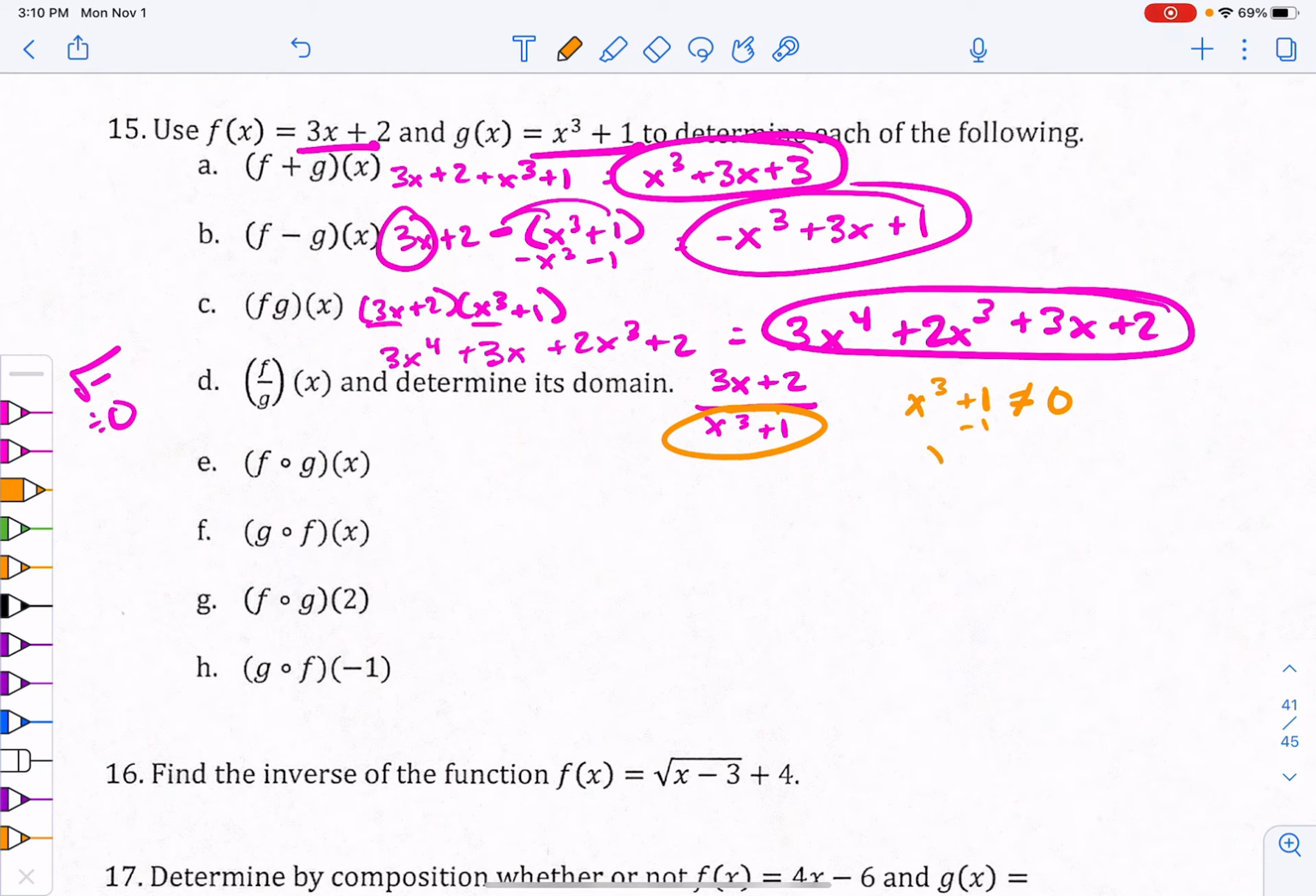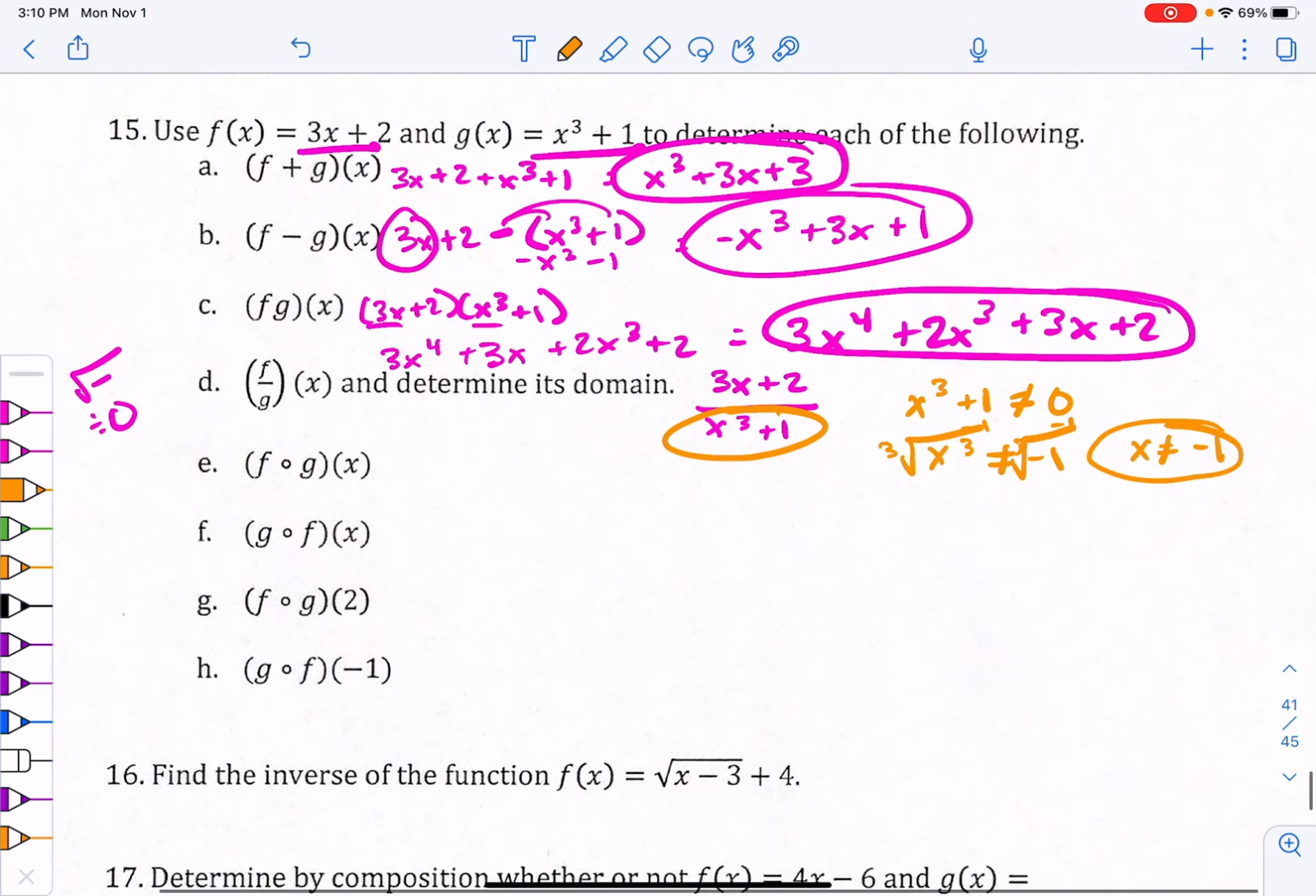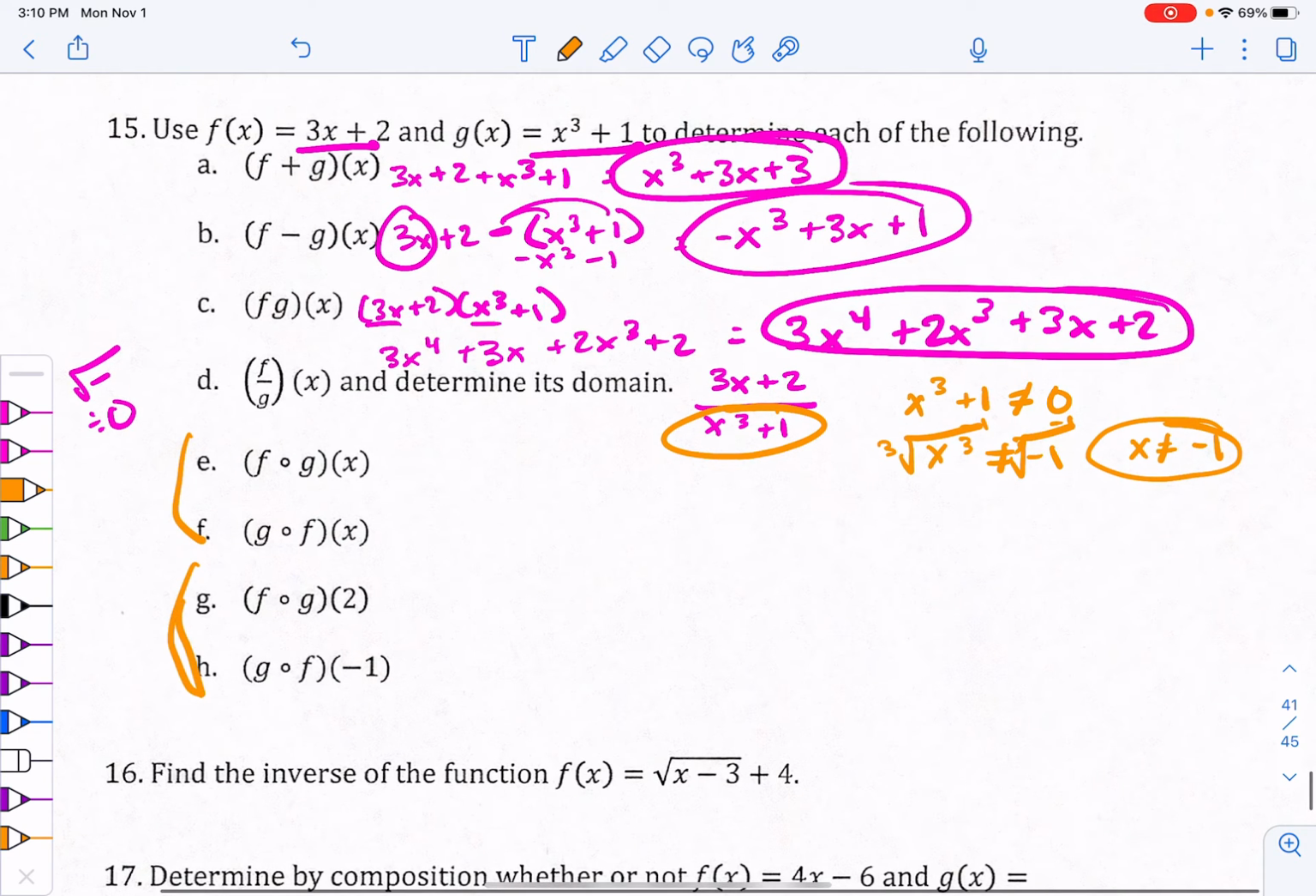So if I subtract the 1, x to the third cannot be negative 1, and if I take the cubic root of negative 1, that's saying, what do you take times itself 3 times to get negative 1? And it is negative 1, so x can't be negative 1 in that case.